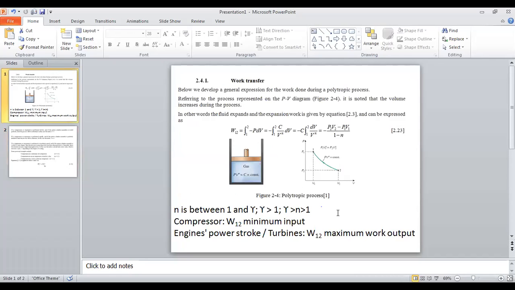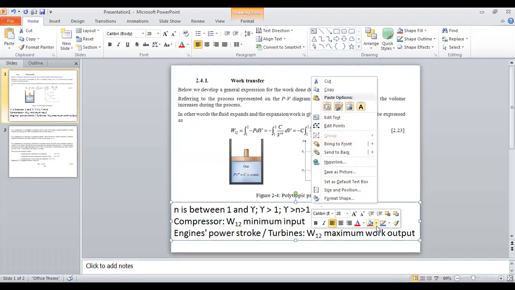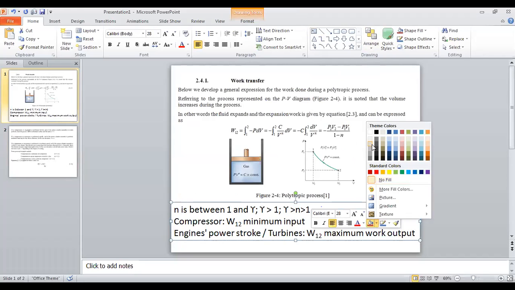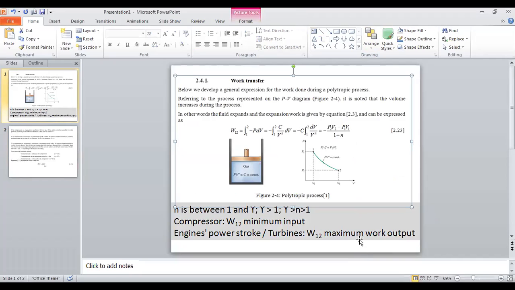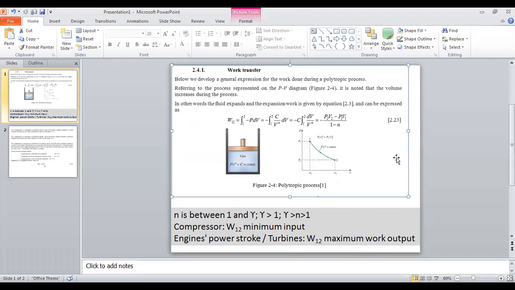Yeah, okay. So this is the one I mentioned about the N value. N is between 1 and gamma. So it's a must for you to understand these things. Not memorizing, but understanding.